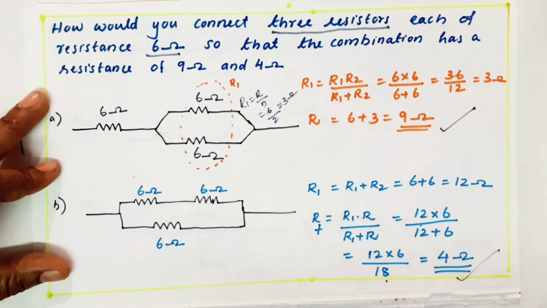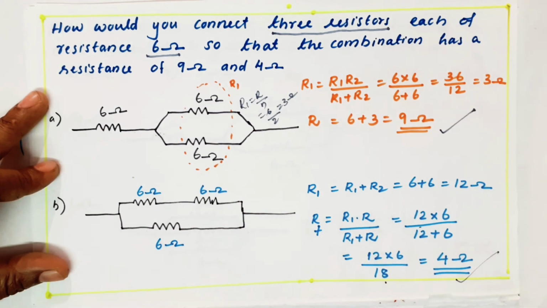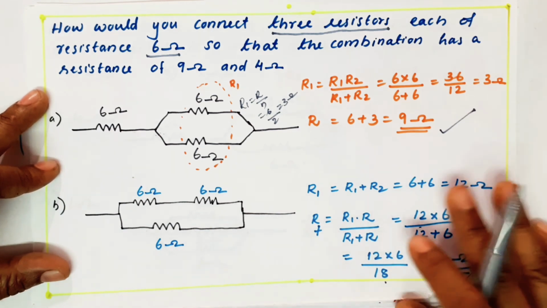So these types of questions they can ask from here. You have to think of the different possibilities. There are three resistors. The possibilities: all can be connected in series, all can be connected in parallel, or two in series and one in parallel, or two in parallel and one in series. Like that, the possibilities should come to your mind.